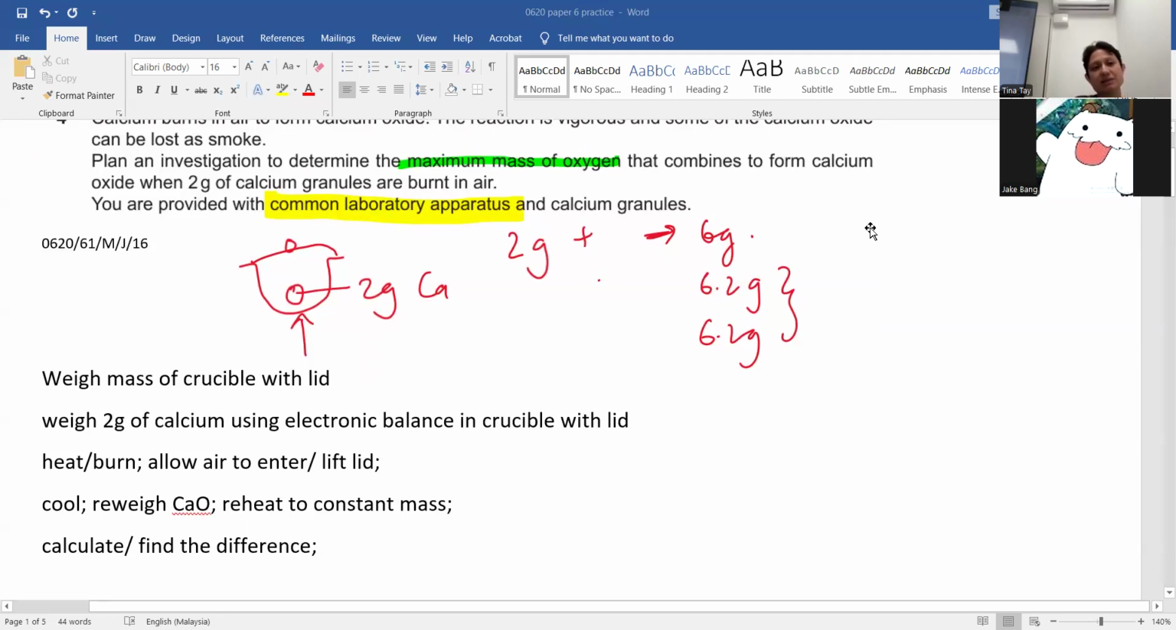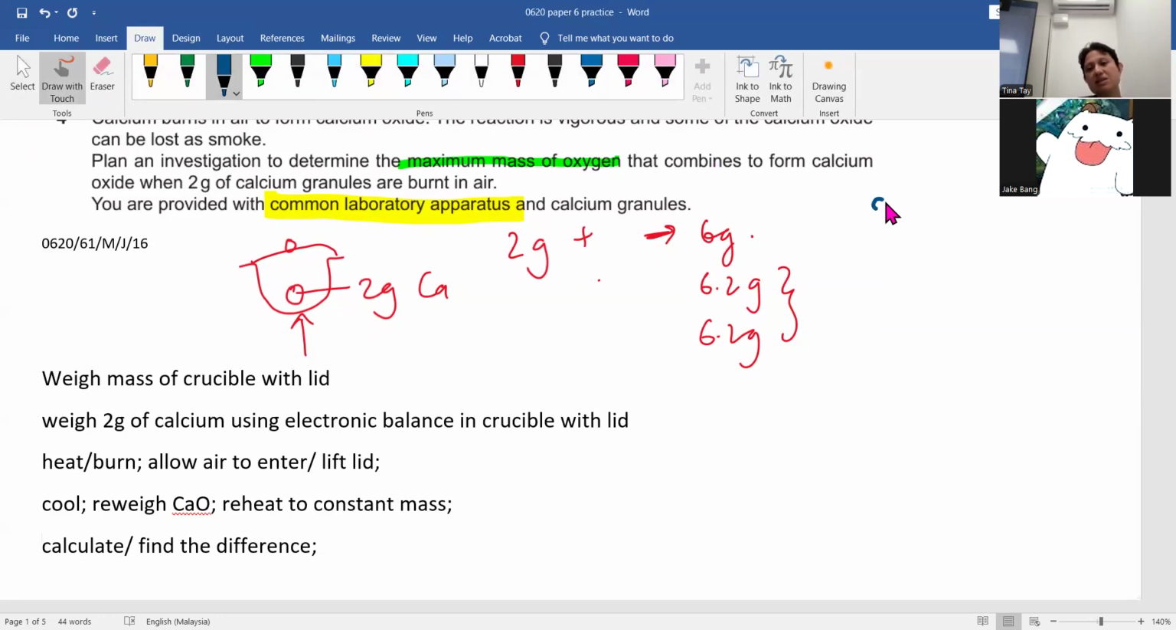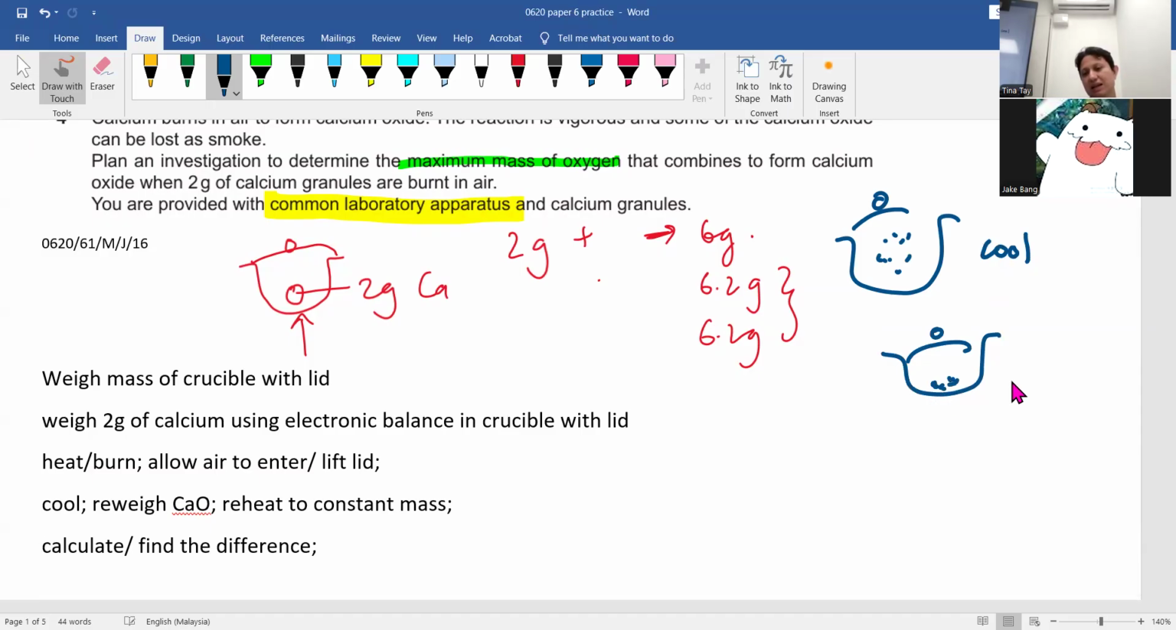You must understand this calcium oxide, right? When you heat it up, it becomes a vapor. If it's a vapor, you cannot weigh the mass properly. You have to let it cool. When it cools down, you weigh. Can you understand? And then you reheat. All right.